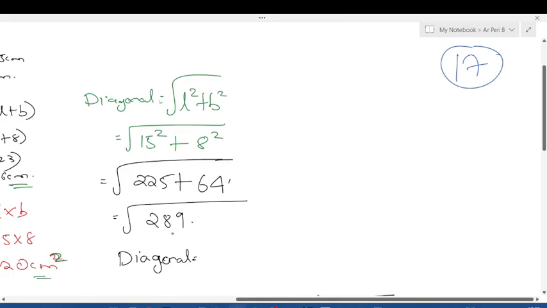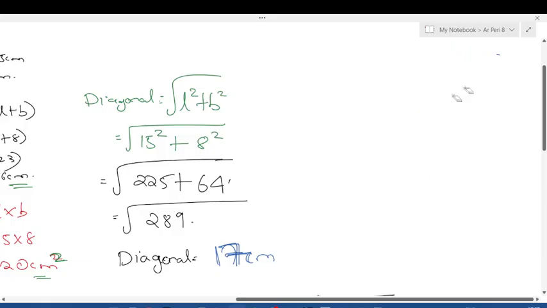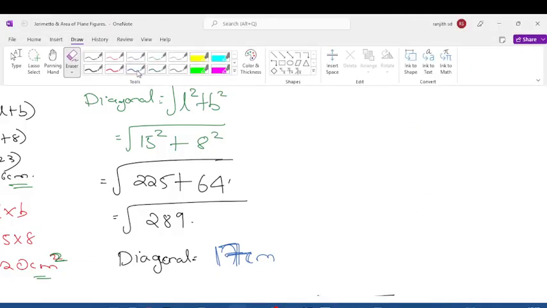So what's the answer for square root of 289? What's the answer, students? Not 7, 17. What's the answer? 17. See, if I multiply 17 into 17, I'll get 289. Right? This is the concept of square and square roots, whatever you had in your first unit.